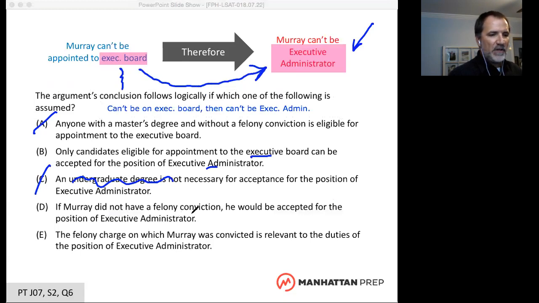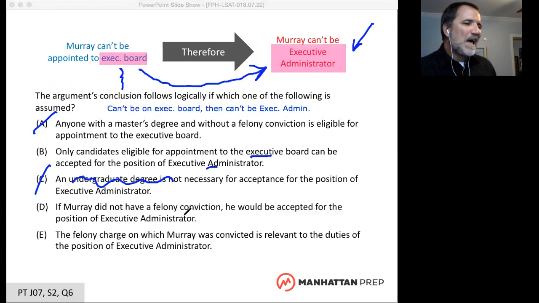If Murray didn't have a felony conviction, he would be accepted for the position of executive administrator. But okay, so maybe I would leave that, right? The felony charge on which Murray was convicted is relevant to the duties of the position of executive administrator. So maybe A and C look wrong to me right away, and I'm thinking about B, D, and E. And maybe D and E would be appealing, but if I remember what this argument is doing, what is the actual evidence?